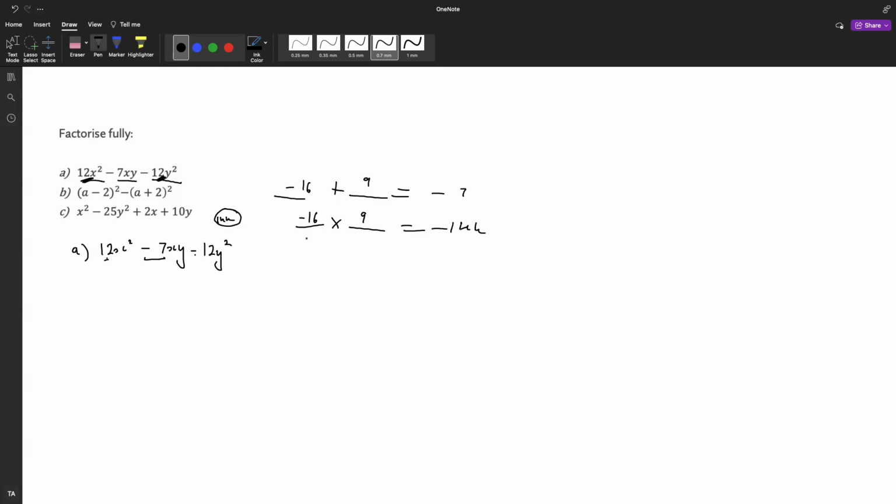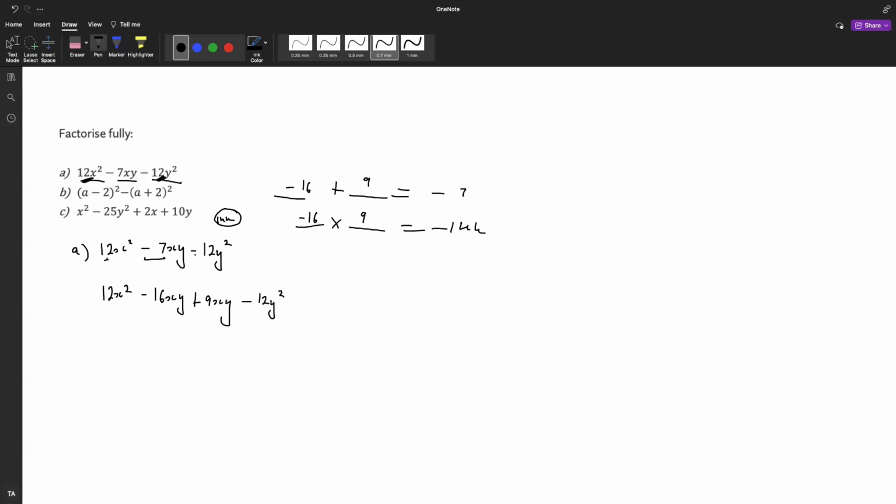If you go into the next step, I'm going to do everything step by step. I'm not going to skip anything, so you guys understand this. So it's going to be 12x squared, and then minus 16xy plus 9xy minus 12y squared. As you can see, we haven't changed anything in this expression. Minus 16xy plus 9xy still equals -7xy. The whole point is that I'm just changing from 3 terms to 4 terms, so now we can factorize in pairs.